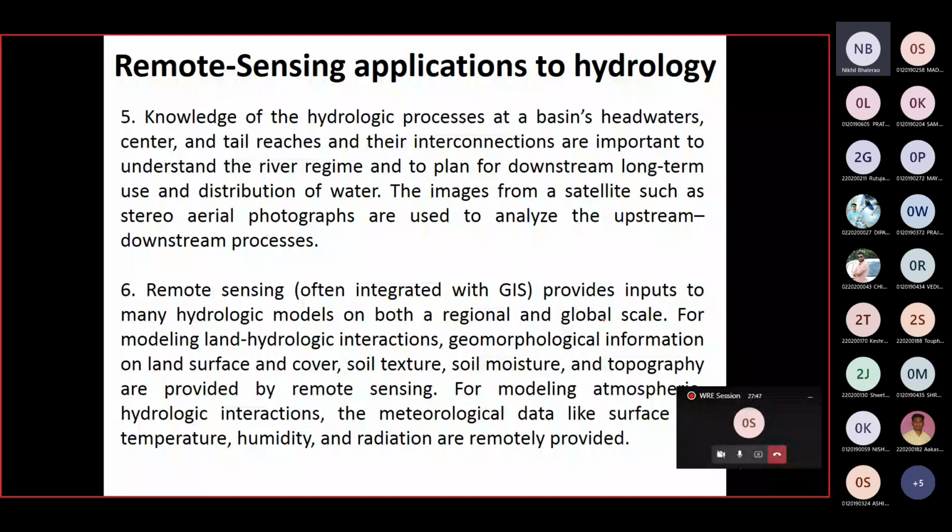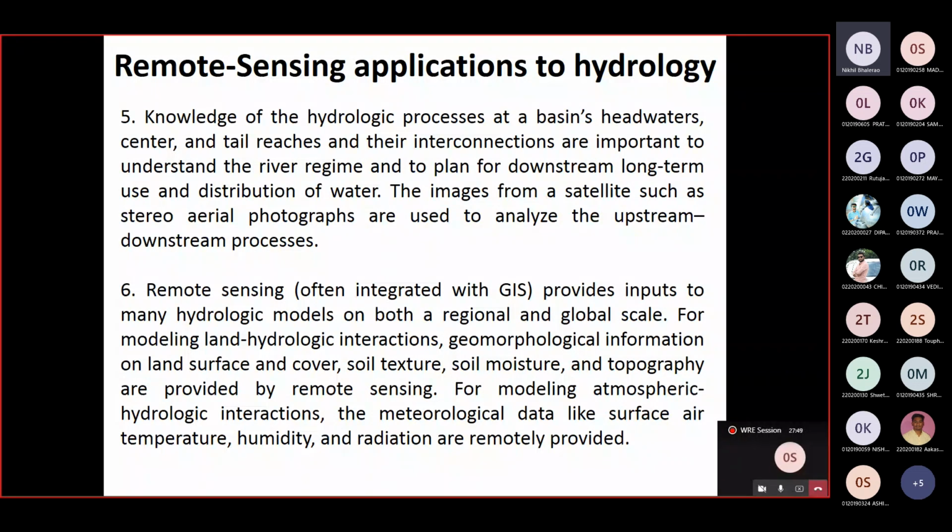Then remote sensing, when integrated with GIS, provides the inputs to the various hydrological models. This is a very important part. We do not rely only on the remote sensing data, but it is always integrated with GIS. That helps us in developing hydrological models on both regional as well as global scales.